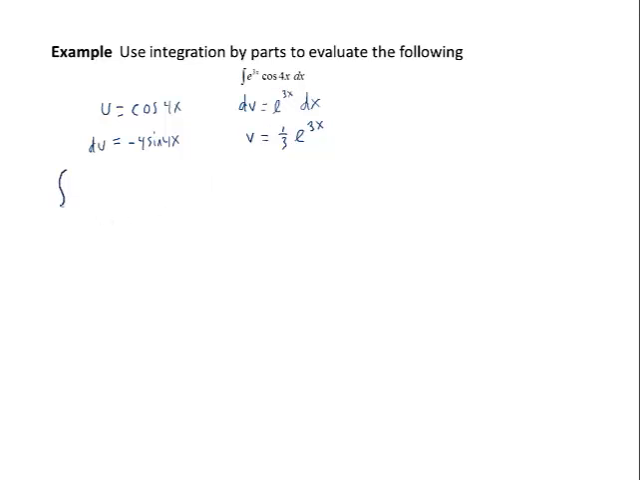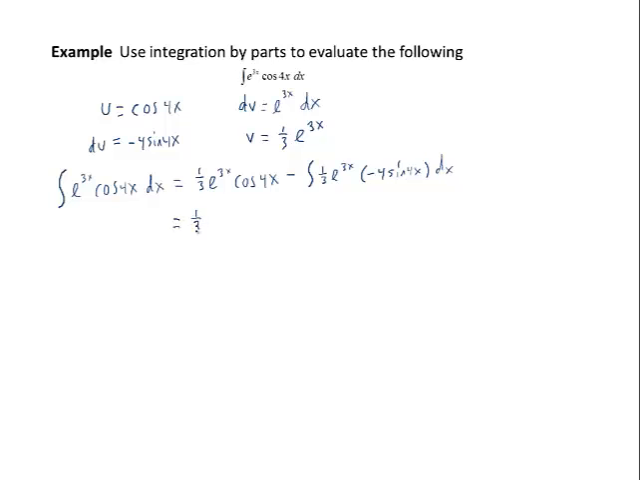So continuing, I will write down my original integral, which is e to the 3x cosine 4x dx. And then thanks to integration by parts, we have u times v. I'll write that as 1/3 e to the 3x cosine 4x, minus the integral of v du. So it's minus the integral of v, and then du. Notice du is negative 4 sine 4x, then we have a dx.